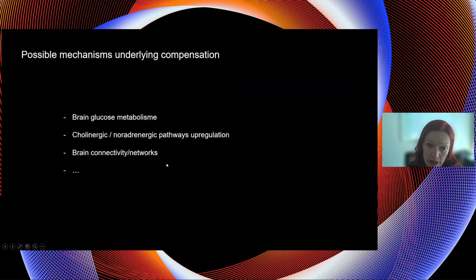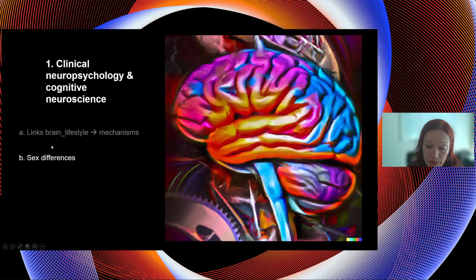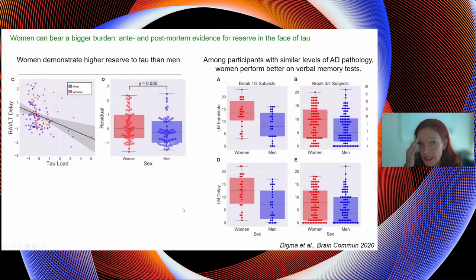Another theory is that brain connectivity and networks might contribute to reserve, and I will discuss this in the next section on network neuroscience. But before that, I would just highlight another important point when discussing reserve that has emerged from clinical neuropsychology and cognitive neuroscience studies assessing this topic, which is sex differences. First, studies have shown that women seem to bear a bigger burden.